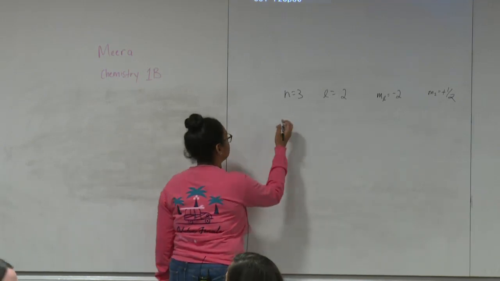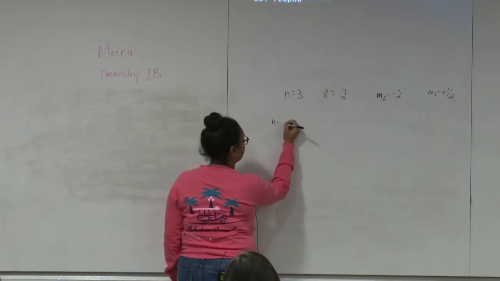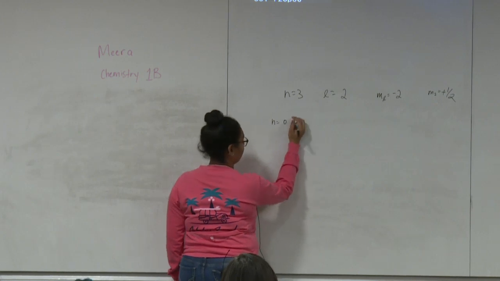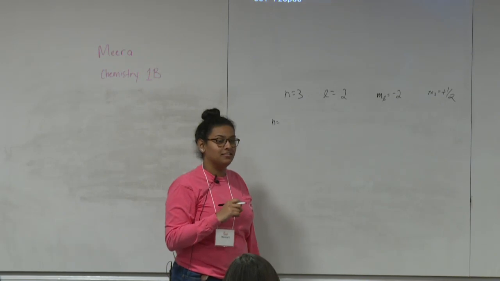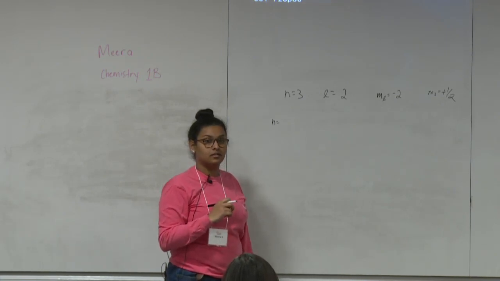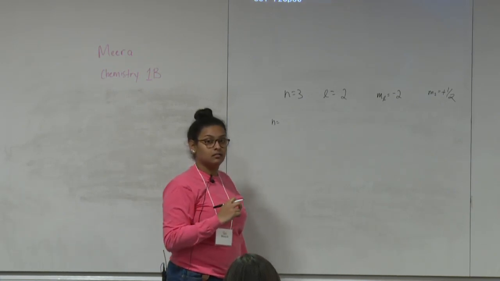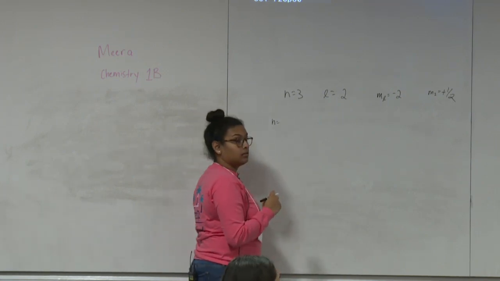So N is specifying the orbital, the primary level it's in. What is it called? The energy level? Yeah, that's what I was saying. Can't have no more than 3 electrons. I don't think so, I think it has 5.